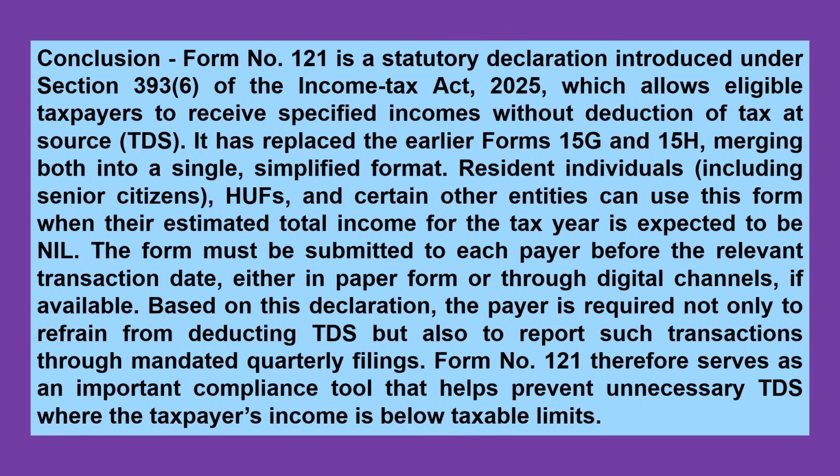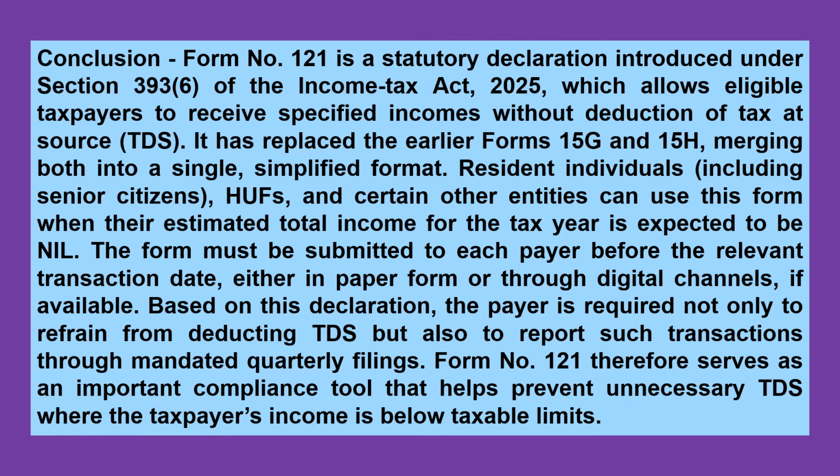Description. Form number 121 is a statutory declaration introduced under Section 393(6) of the Income Tax Act 2025, which allows eligible taxpayers to receive specified income without deduction of tax at source. It has replaced the earlier Forms 15G and 15H, merging both into a single simplified format. Resident individuals, including senior citizens, HUFs, and certain other entities, can use this form when their estimated total income for the tax year is expected to be nil.